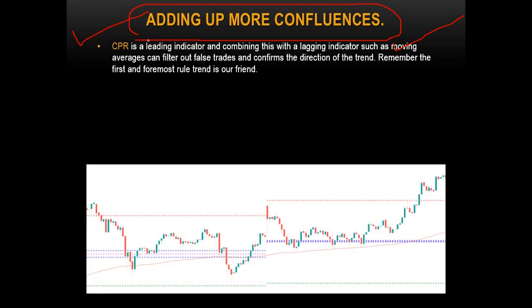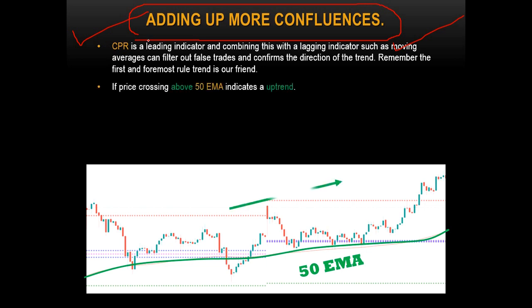Moving averages help us to indicate the trend in the market, right? If price is above the 50 exponential moving average, it indicates an uptrend for the short term, and below it, it indicates a downtrend for the short term.